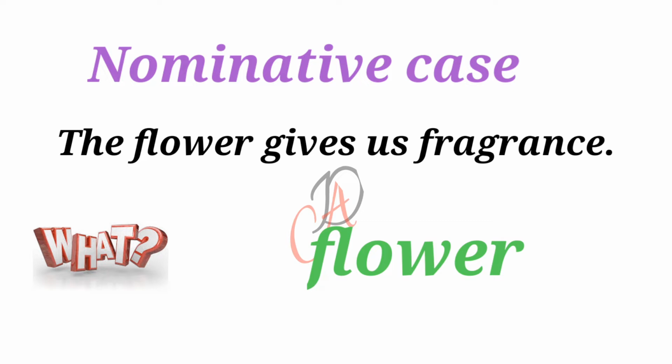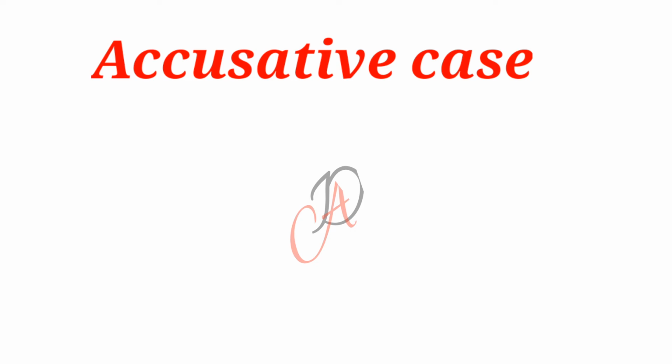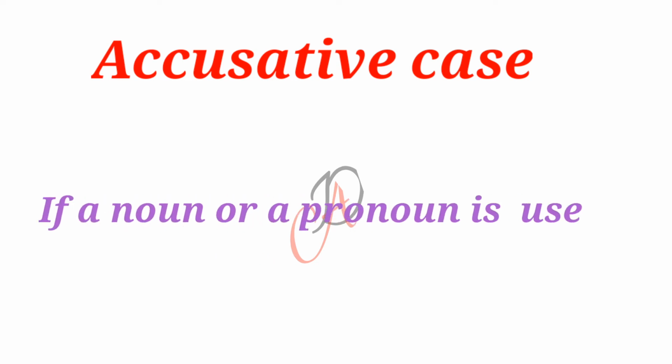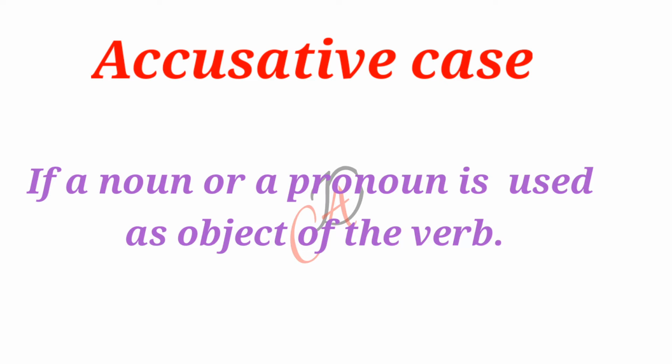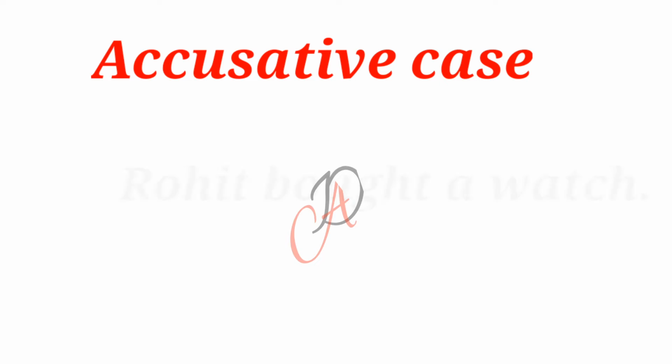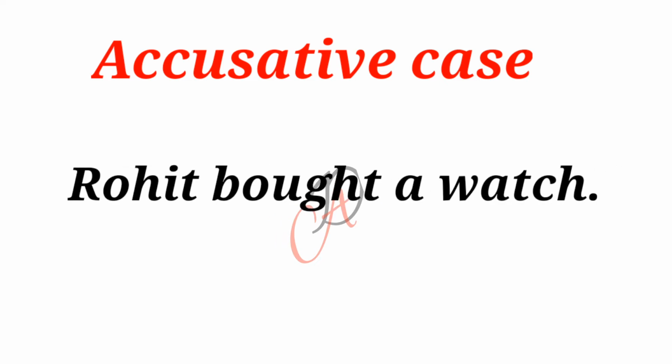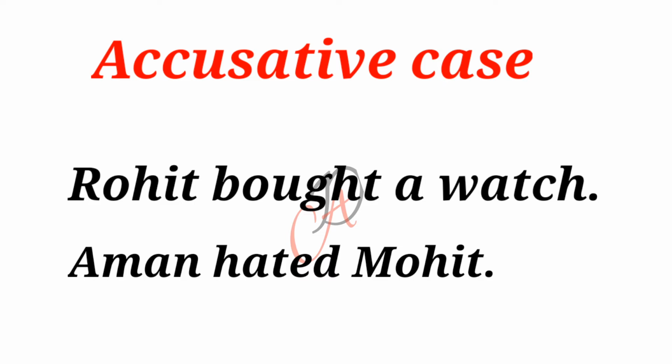And let's move on to the second noun case, that is accusative case or objective case. If a noun or a pronoun is used as object of a verb, it is said to be in the objective or accusative case. For example, Rohit bought a watch. The second example, Aman hated Mohit. In the examples, a watch and Mohit are the objects of the verbs bought and hated respectively, and they are said to be in the objective case or accusative case.